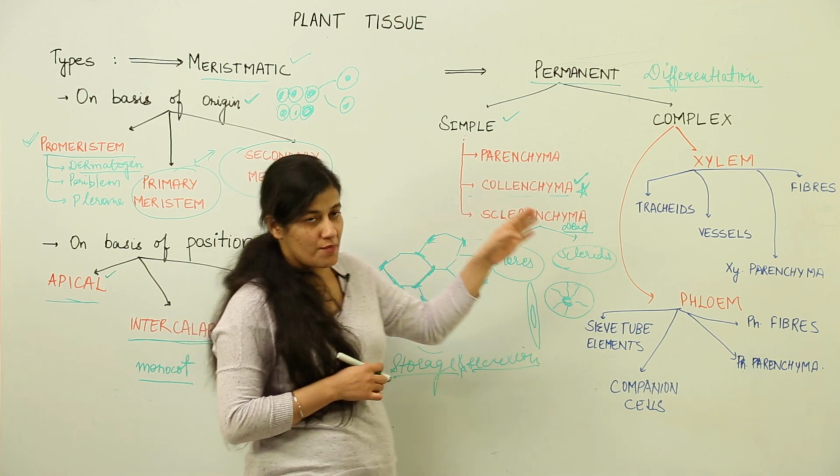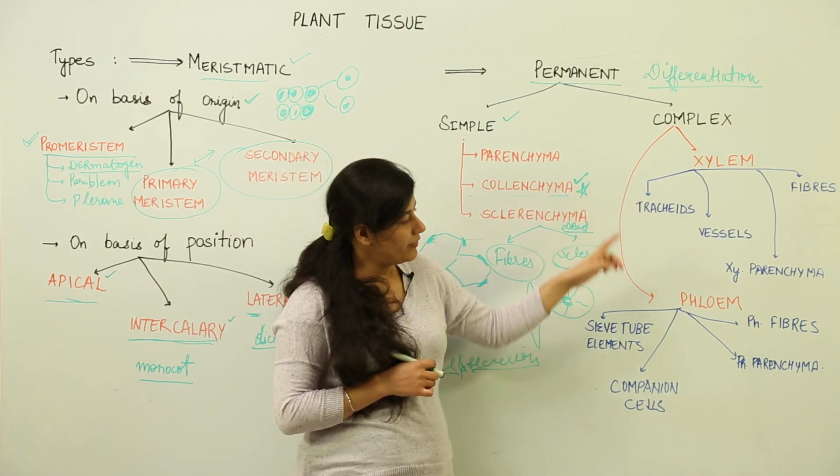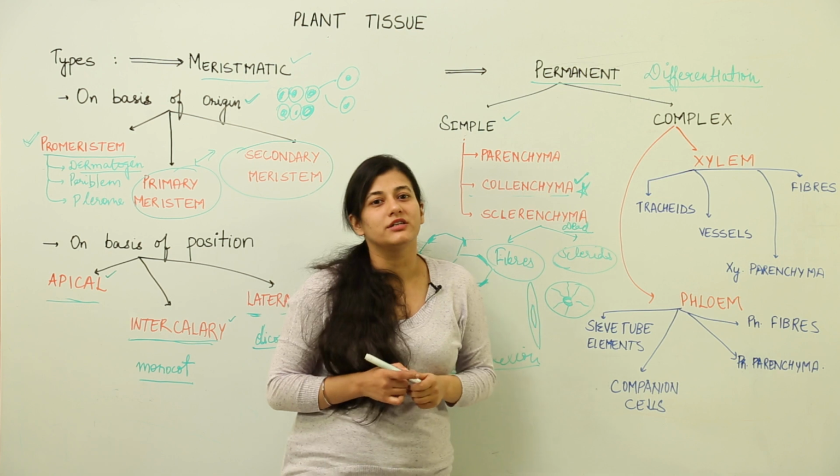Then we have complex tissues, which are xylem and phloem, which would be covered in the next lesson.